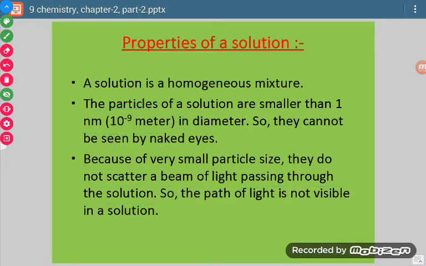Okay. Now when we say scattering, what does it mean? It means that the path of light is visible or not visible. If the path of light is invisible, then we will say that there is no scattering of light. If we are able to see the path, then we will say that there is scattering of light.